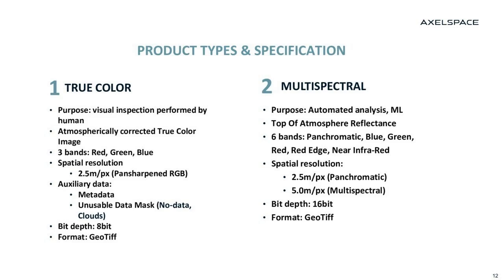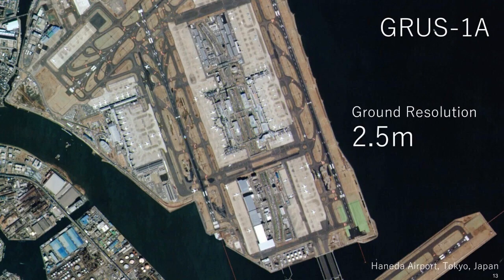Okay, and just going to the next slide, this is one of those pictures where we have captured Tokyo Haneda Airport with our ground resolution of 2.5 meter, which is true color imagery. So a lot of our data has been used in capturing larger areas and understanding change detection, not only in agriculture, but also in multiple use cases.